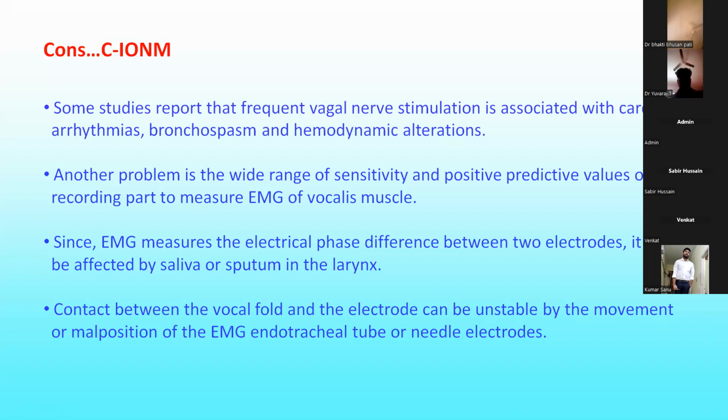In continuous neuromonitoring, the electrical phase difference between the two electrodes can be affected, usually by saliva or sputum in the larynx. Also, the contact between the vocal fold and the electrode can be unstable due to movement or malposition of the EMG tube or needle electrodes.